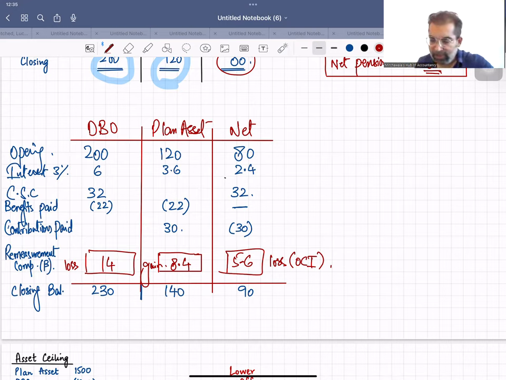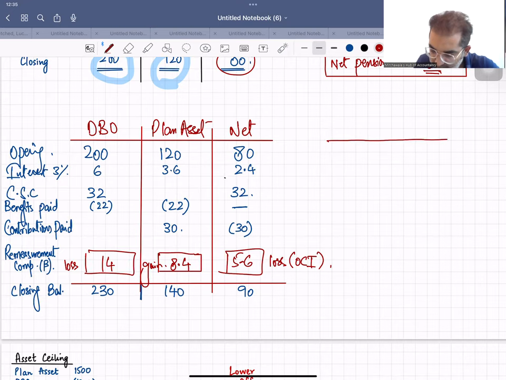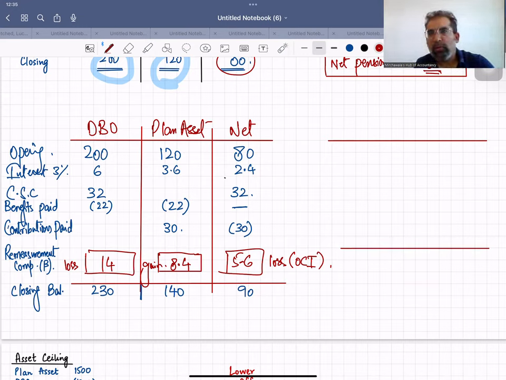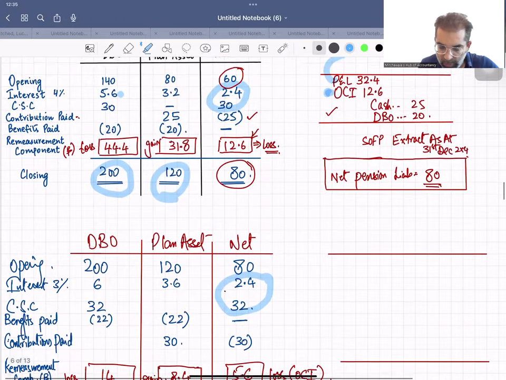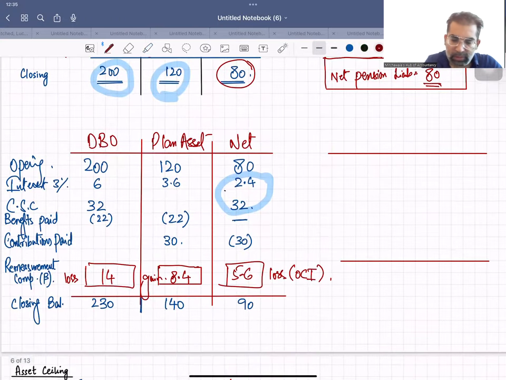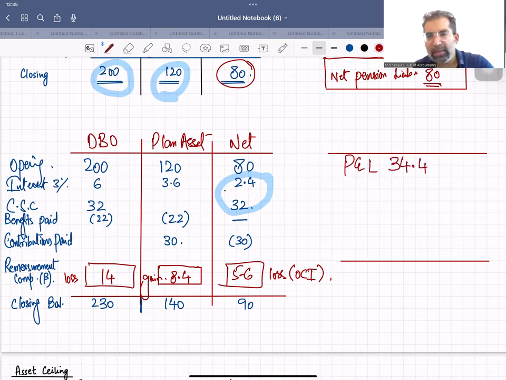Okay, let's make the double entry again. So tell me what amount will go in the P&L. The amount which will go in P&L is these two, 32 and 2.4. 32 and 2.4 is going to be 34.4. These are your expenses. So debit P&L 34.4. Expenses go on the debit side. Okay. Then how much loss will go in OCI? This is a loss, that's why OCI will be debited 5.6.